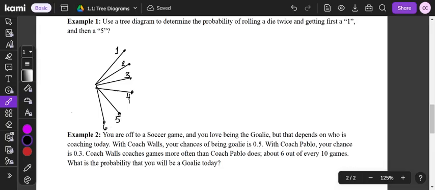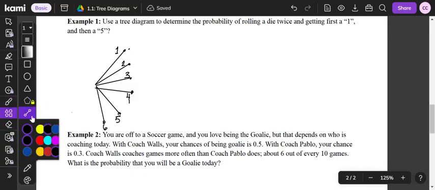Okay, this says rolling a die twice, first getting a 1, and then a 5. So first I got a 1, and then off of this branch, I have 6 more possibilities. Oh gosh, it's really bad. Okay, so I have 6 more possibilities.